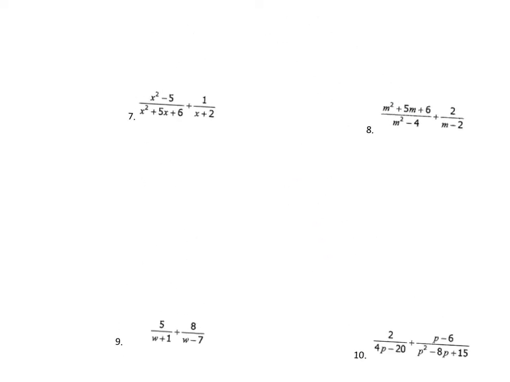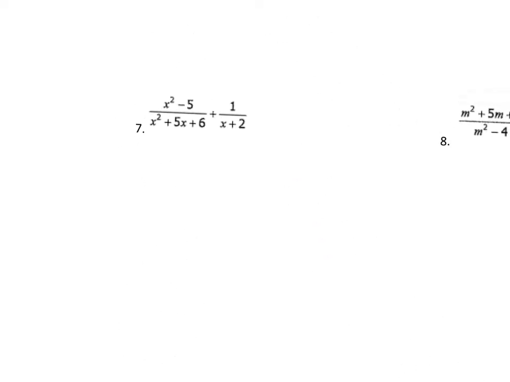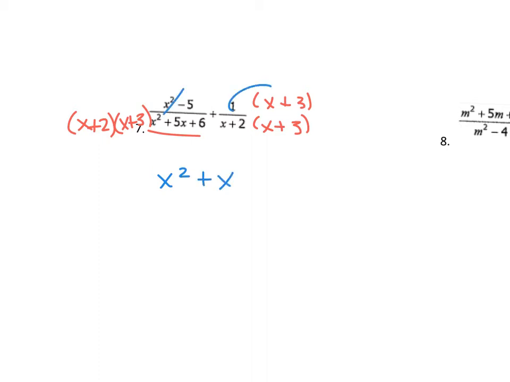Okay, so for this one, what you want to do first is factor out this. So this is going to turn into x plus 2 times x plus 3. So you need x plus 3 over here. So I need to multiply the numerator and the denominator by x plus 3. So now I have a common denominator. So I'm going to add the numerators. So I'll have x squared plus x negative 5 plus 3 is negative 2 over x plus 2, x plus 3.